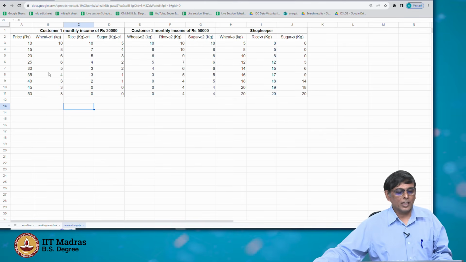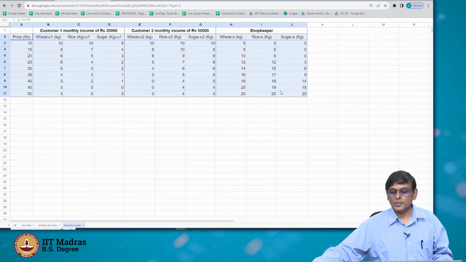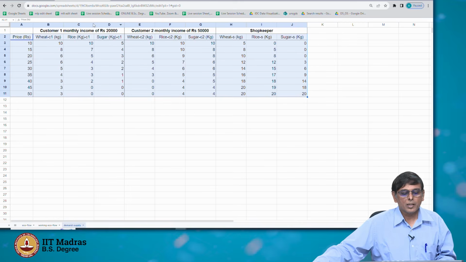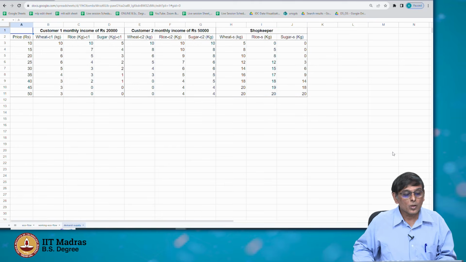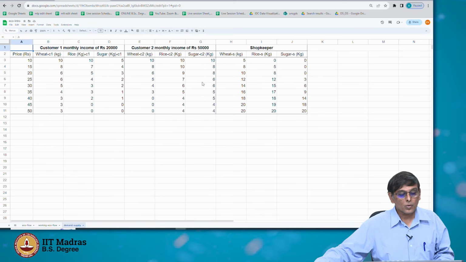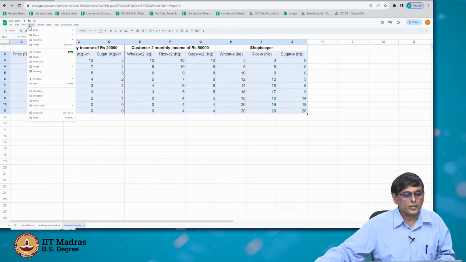So one thing we can do is just take this as it is and chart it. It may come out as a messy chart, but we can do a chart, right? So I can select this whole thing, and I can say insert a chart.